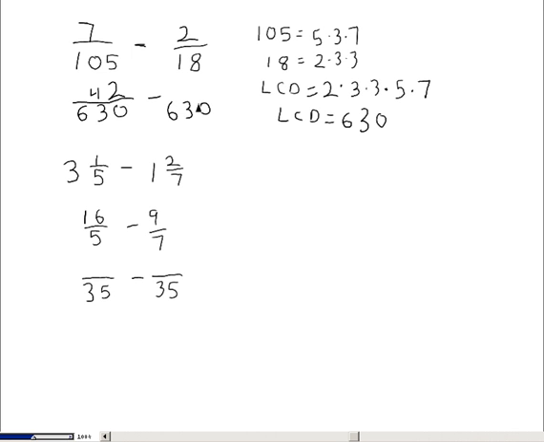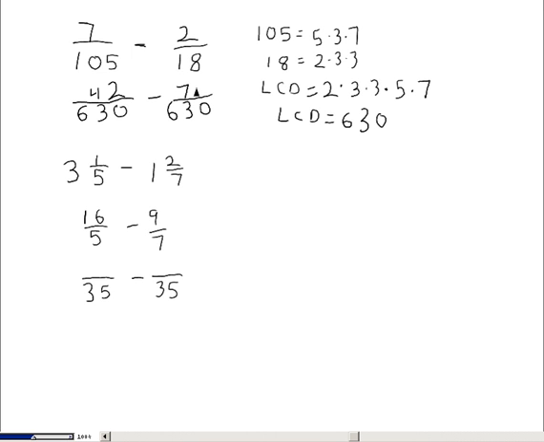Now, how many times does 18 go into 630? Well, let's look over at this common denominator here a second where we have it broken up into its primes. If I take 18 out of that, which is 2 times 3 times 3, that leaves me with just the 5 times 7, which is 35. So 18 goes into 630 35 times, and 35 times 2 is 70.